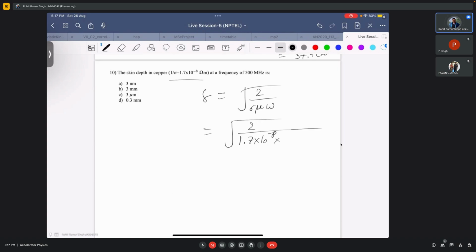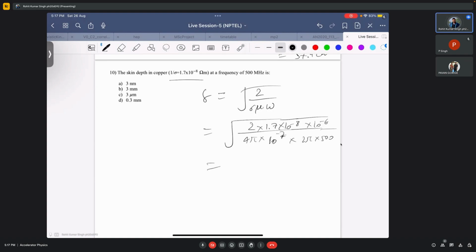What is the value of mu? Oh, sorry, yeah, that will cancel with the other. Okay, so 1 by sigma is 1.7. mu is what? 4 pi into 10 to the power minus 7, right? And then we have 2 pi f, so it is in megahertz, so it will go here 10 to the power minus 6, correct?